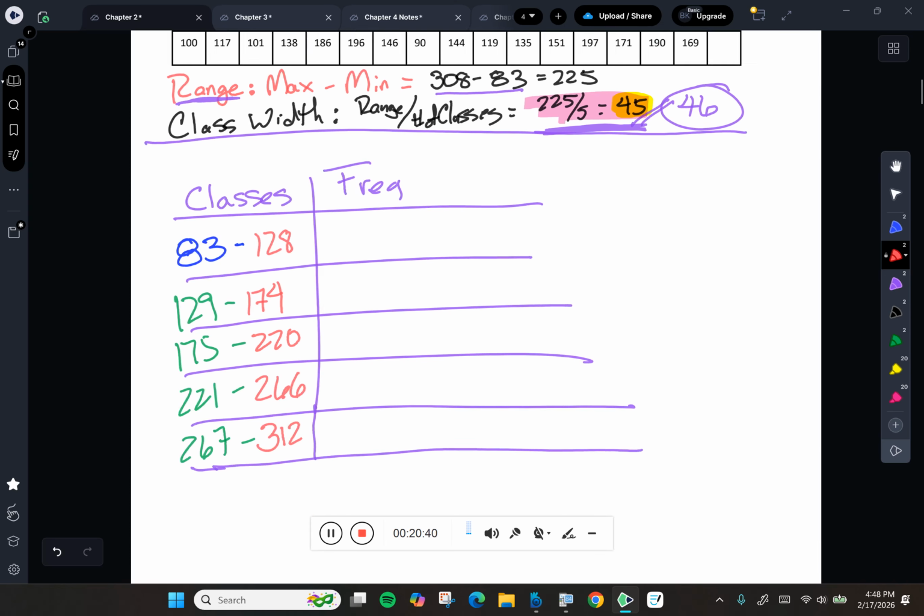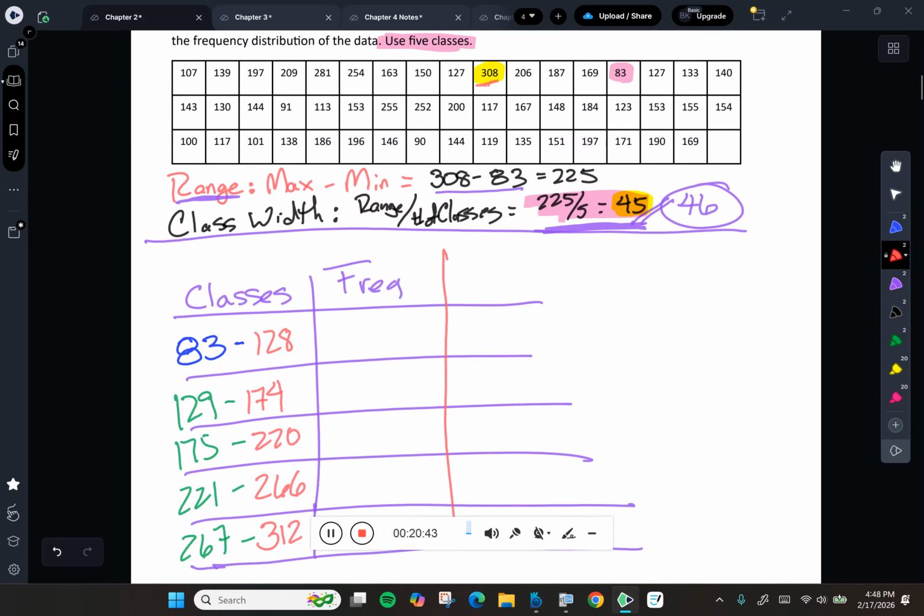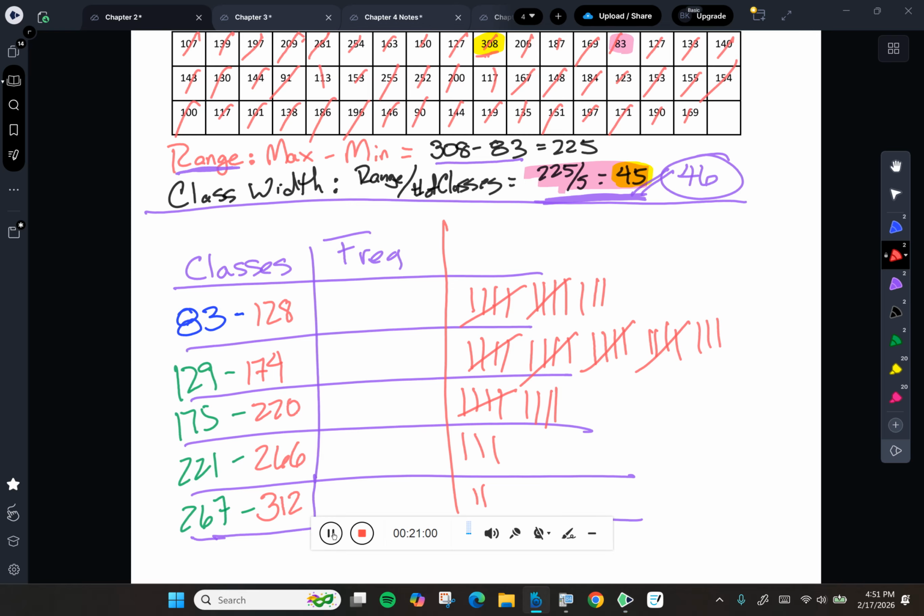The next step is to literally go through and find all the frequencies, meaning I'm going to go through and go, okay, 107 is in this one. 139 is going to be in this one. And I'm going to walk through and tally up every single one of these. Now, you don't need to see me do that. So I'm going to pause the video and come back with it all tallied up.